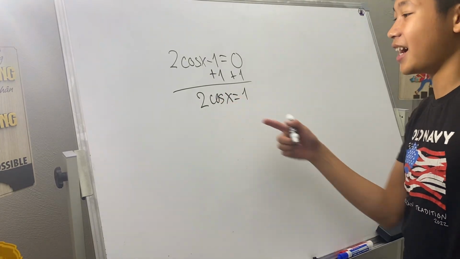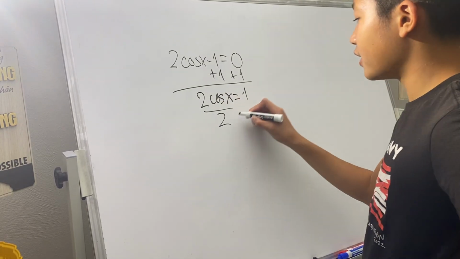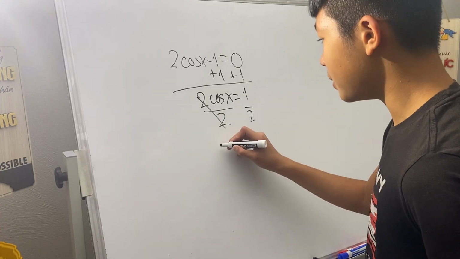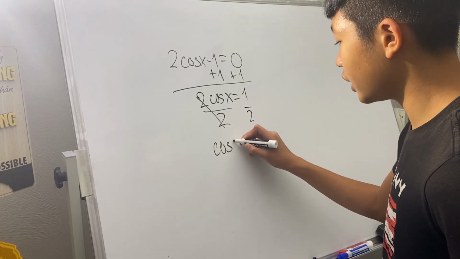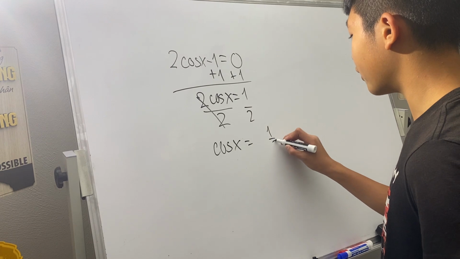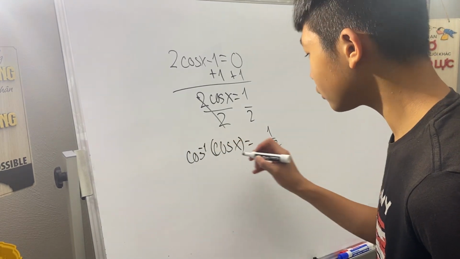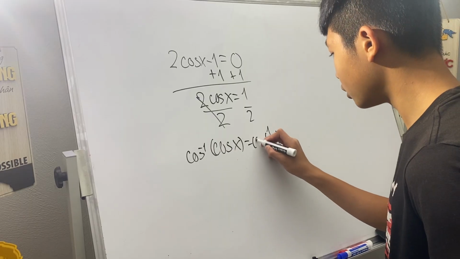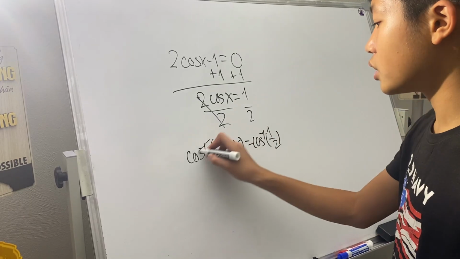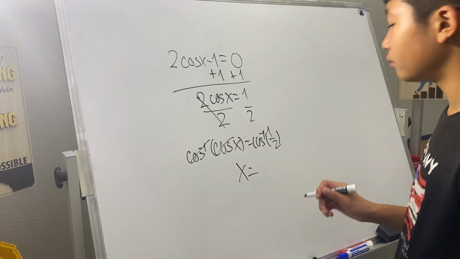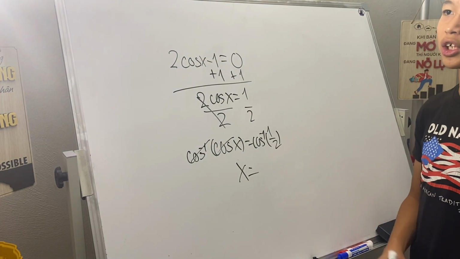Sorry, I used to write like this. So divide by 2 on both sides. So cosine x is equal to 1/2. Take the inverse cosine of both sides. This and this will cancel, right? So x is equal to inverse cosine of 1/2.